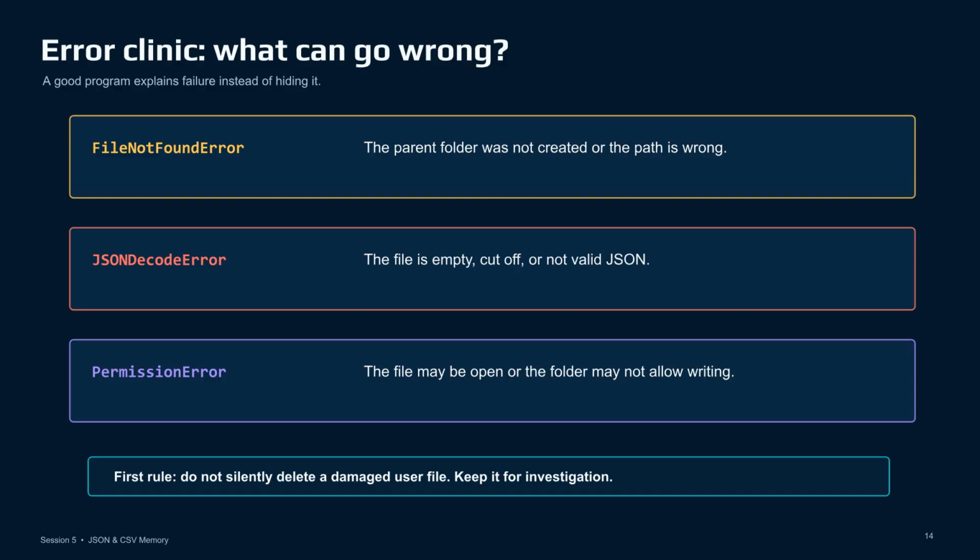If you run into errors, don't worry. FileNotFoundError usually means a path issue, while JSONDecodeError suggests corrupted file content. Most importantly, never silently delete a damaged user file. Keep it so you can investigate what went wrong.